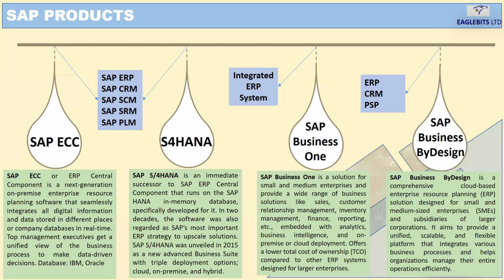Then for the SAP Business One, basically it's just an integrated ERP system. It's usually cloud-based and easier to implement. The SAP Business by Design has the ERP, CRM, and also the PSP, which is more of the professional services product. So basically these are the SAP products we have.